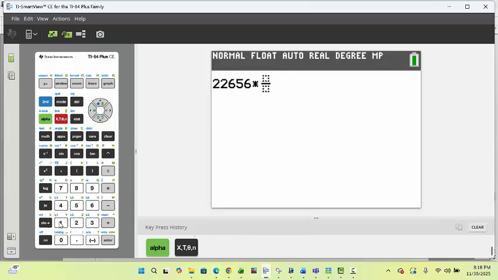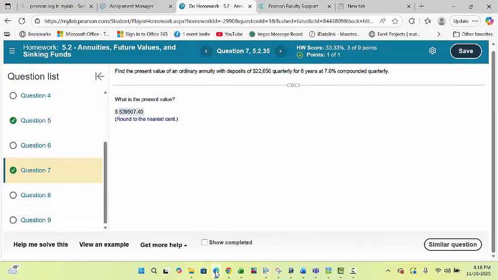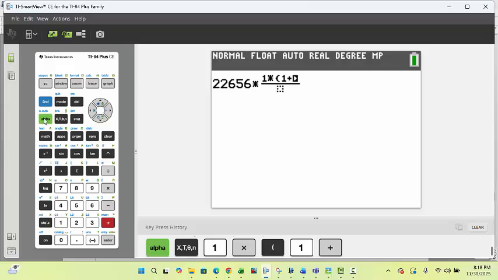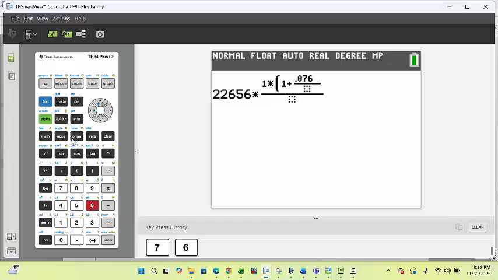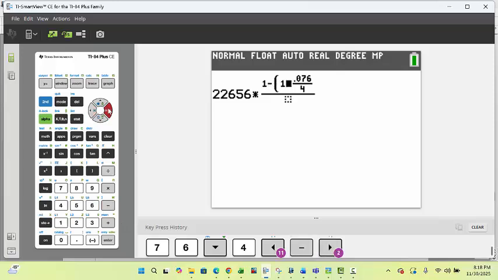And that's going to be 1 minus 1 plus, was it 7.6? 7.6 quarterly, divided by 4. Oh, I see a mistake. I've accidentally hit times back over here. It's supposed to be a minus right there. There we go. And this is raised to the negative exponent.